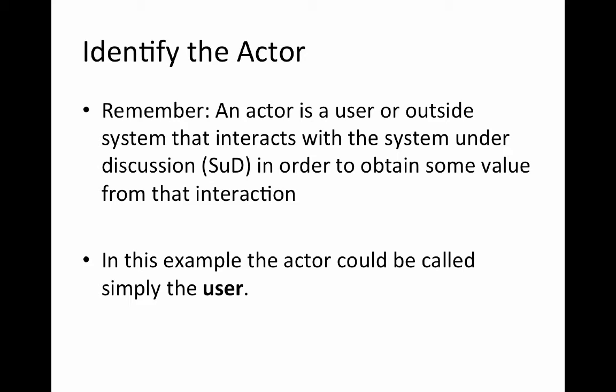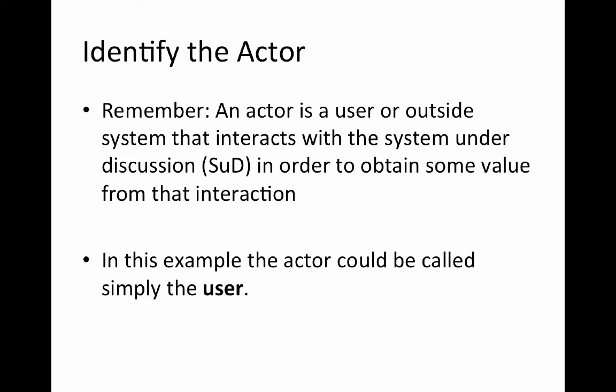In talking about identifying the actor, it's a very straightforward process, and the main thing that we need to remember is that an actor is an outside user or system that interacts with the system under discussion in order to obtain some type of value from that interaction. So they either want some type of activity to take place as a result of interacting with the system. They want some type of information to be returned to them. They want information to go to someone else. There's some type of value that the user or entity interacting with the system receives.